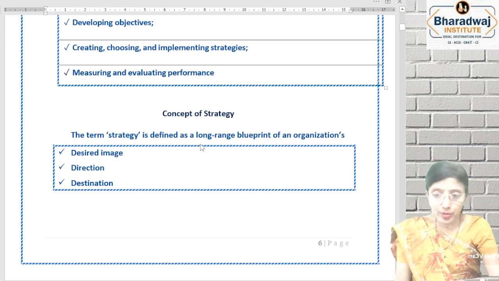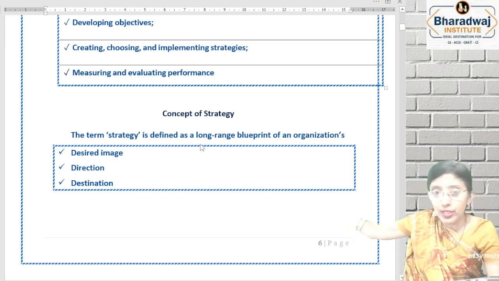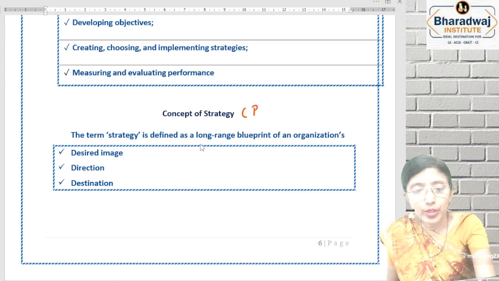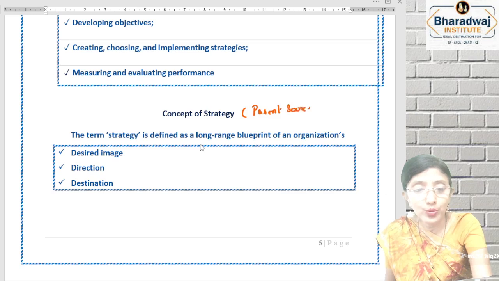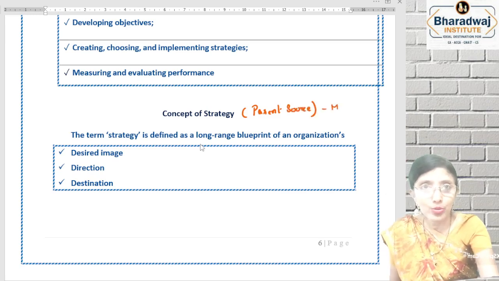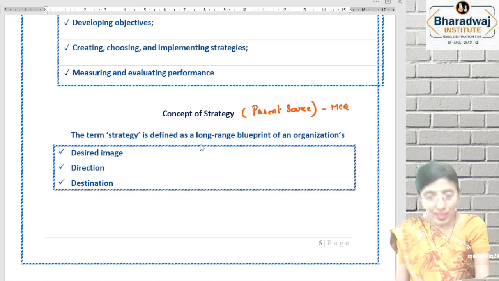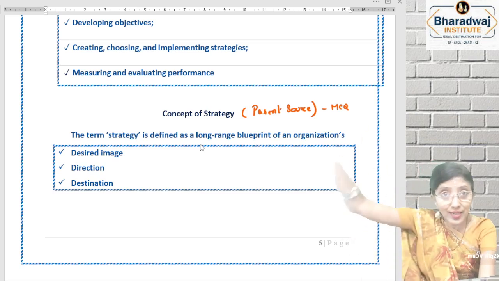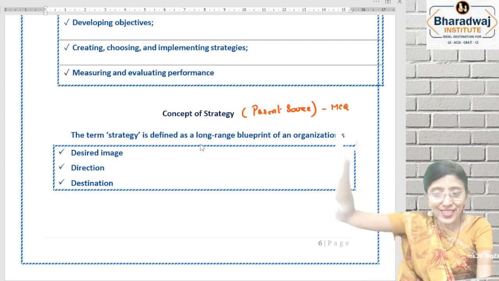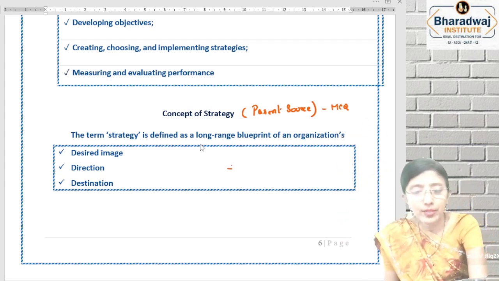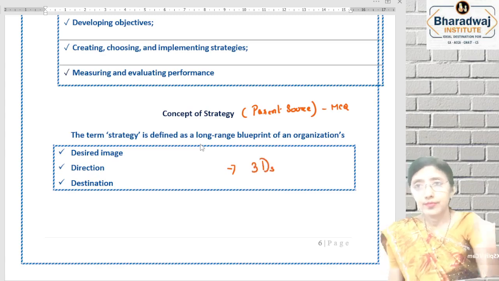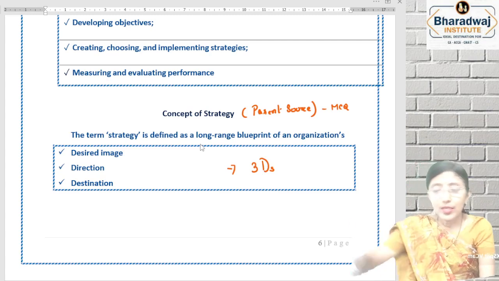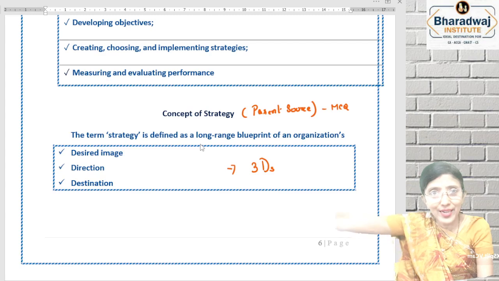Now come to the concept of strategy. The parent institute terms, very important. These are the parent source terms for you. So highly possible for MCQs. The term strategy is defined as a blueprint of an organization's desired image, direction, destination. 3 Ds. Remember, 3 Ds. Desired image, direction and destination.